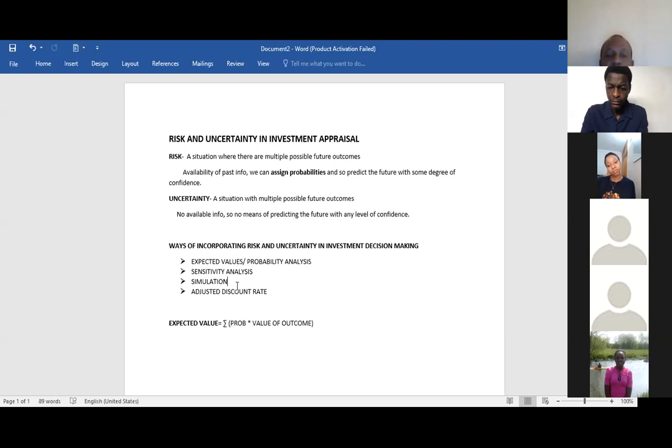Now simulation. From the English word simulation, what we are trying to do is to simulate, so to make believe. So what we do in simulation is to create a number of different possible scenarios. Now with sensitivity analysis, we are varying one factor and keeping all the other factors constant. With simulation, what we do is to allow different scenarios where multiple factors will vary. Different kinds of things.